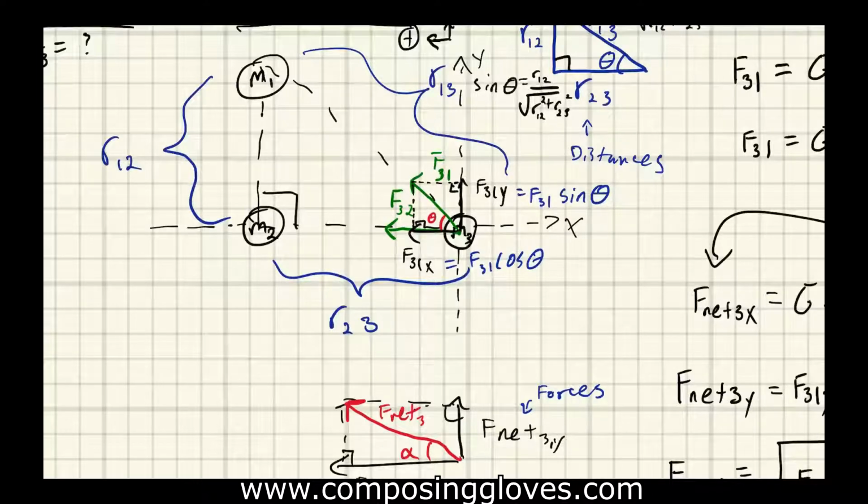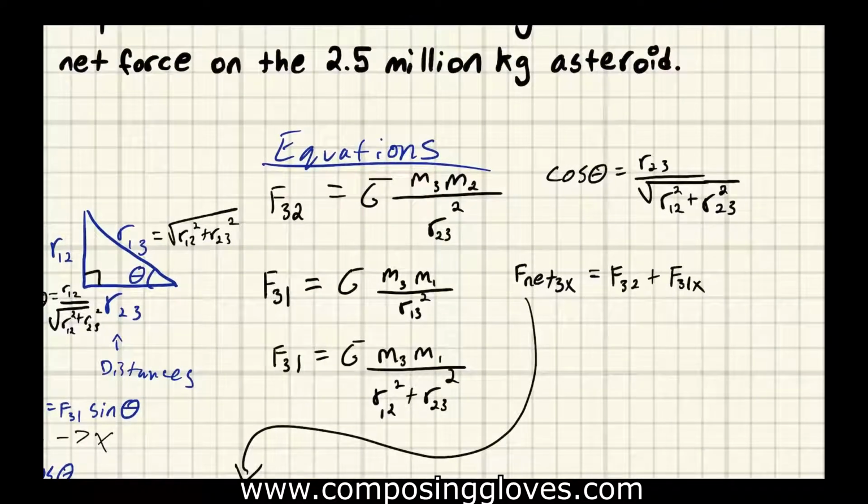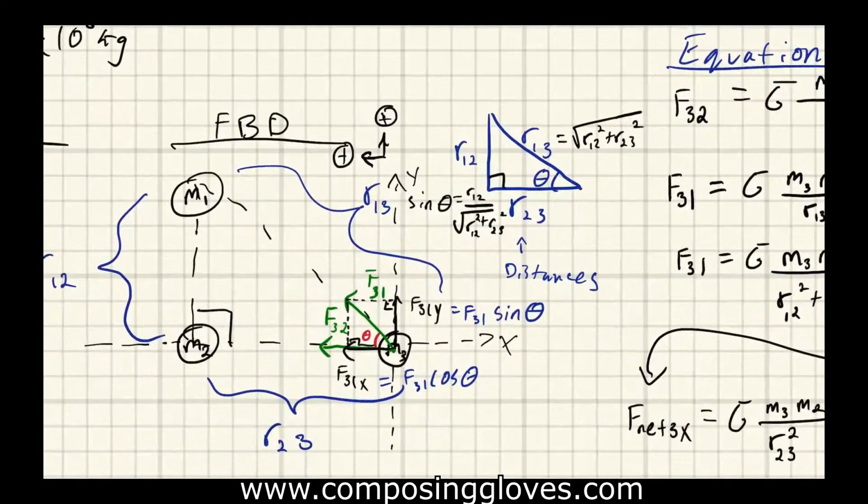So first, let's do the easy one, F32. F32 is super easy. We come up here and say, here's F32, and then we draw out our law of gravitation. Here's the G, and then the product of our two masses, M3, M2, over the distance squared, R23 squared. That's not too crazy. That's going to be the force. So we've got our force solved, and we've already got this green vector taken care of.